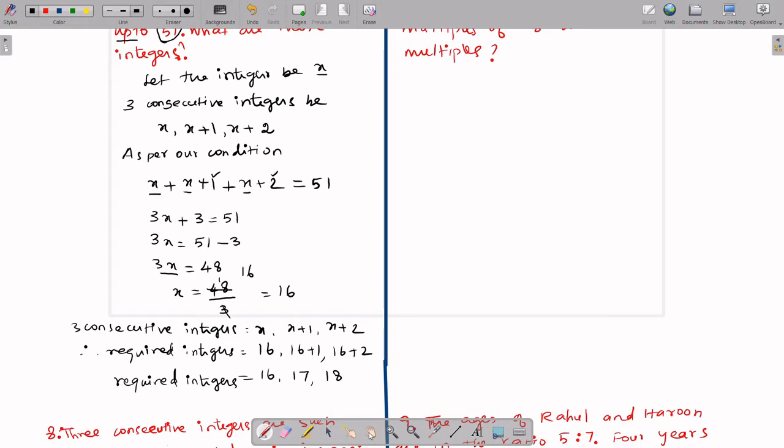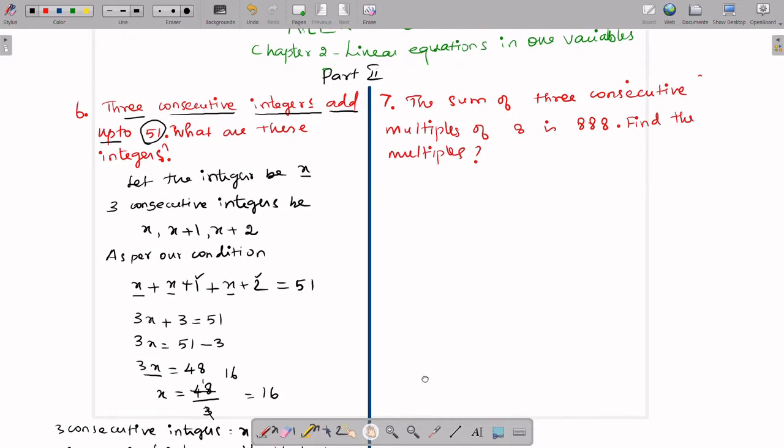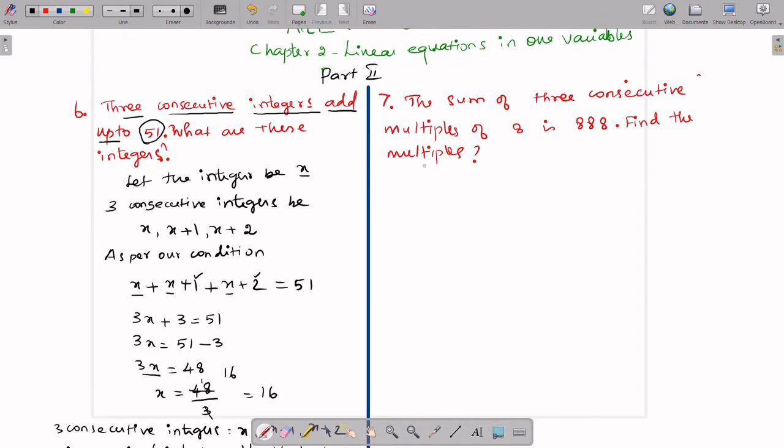Now we will pass on to the next problem. Our next problem is: the sum of three consecutive multiples of 8 is 888. Find the multiples. We have to take consecutive multiples of 8. In the same way, here we took consecutive integers; now we have to take multiples of 8.